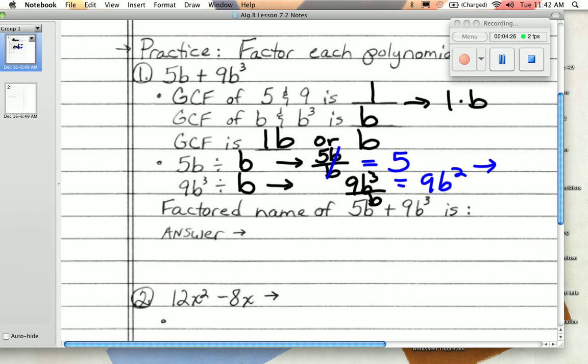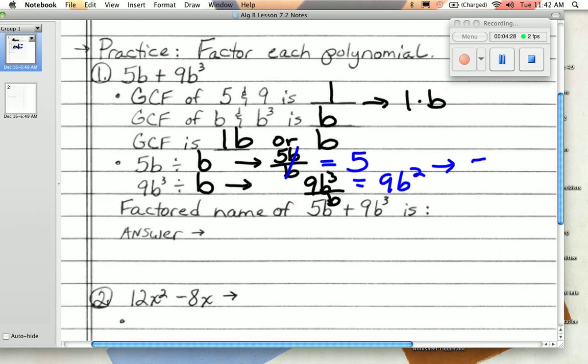Okay? So now here's what we need to do with our results after we do the dividing. They get added together. So 5 plus 9b squared. So we really have, after we've divided out our GCF, this result. So the factor name of this polynomial is not 14b squared. You can't add those together. 5 and 9b squared aren't like terms.